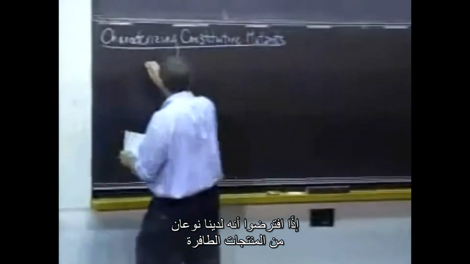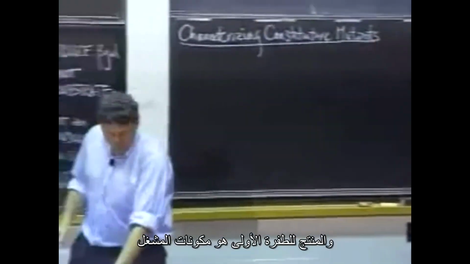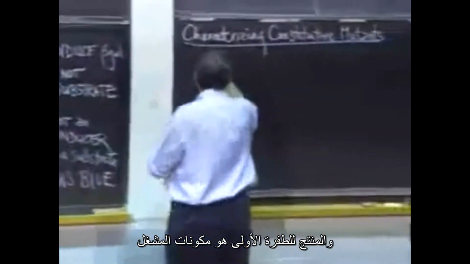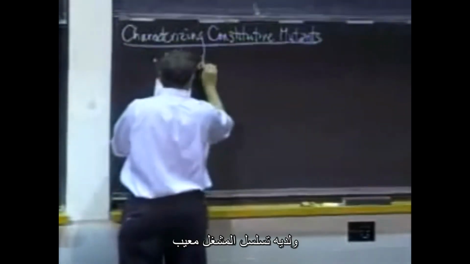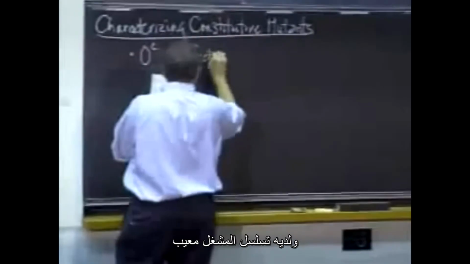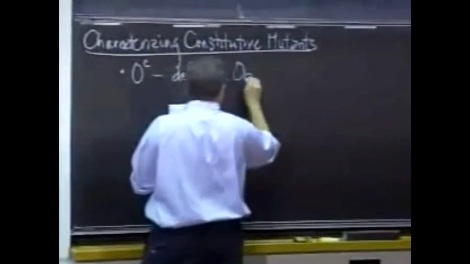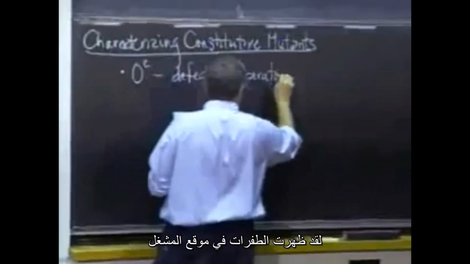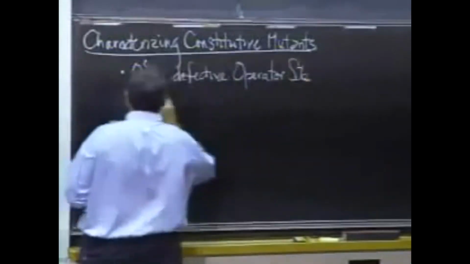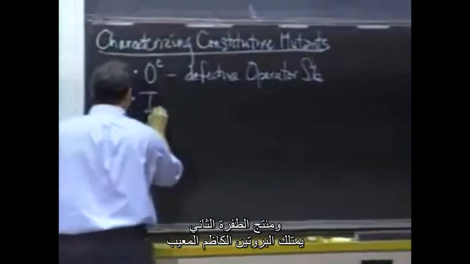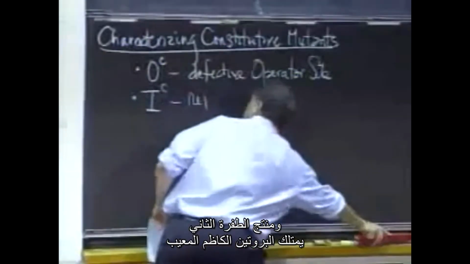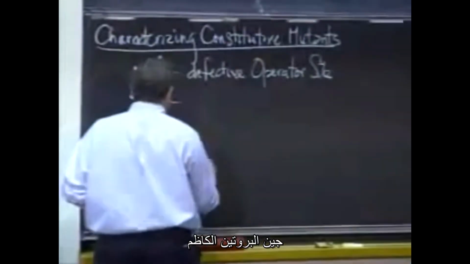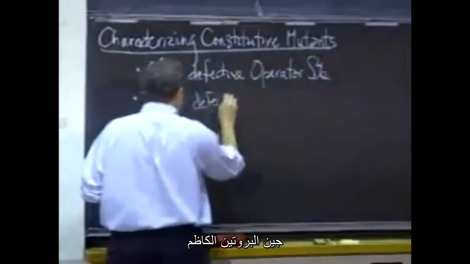So there are going to be two kinds of mutants. Mutant number one are operator constitutive. They have a defective operator sequence. Mutations have occurred at the operator site. Mutant number two are repressor mutants. They have a defective repressor protein, that is, a defect in the gene for the repressor protein.